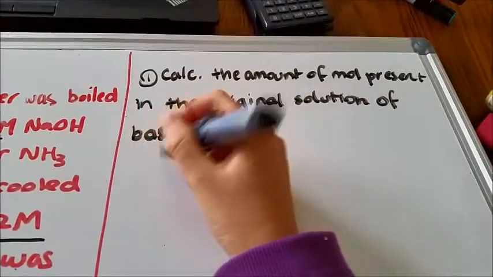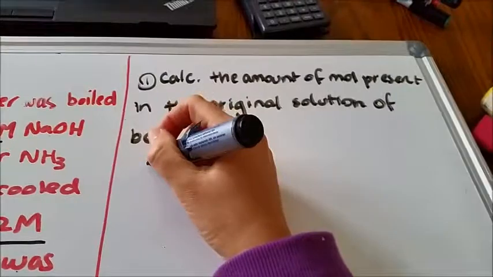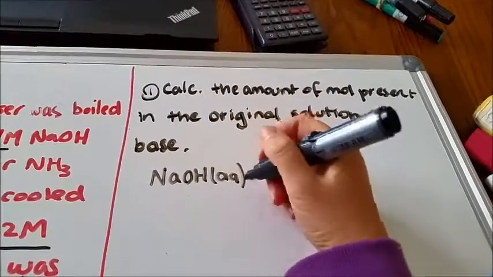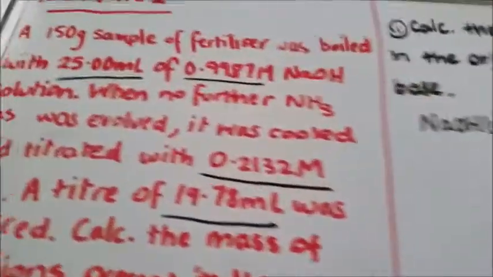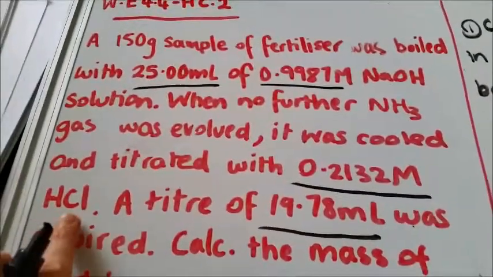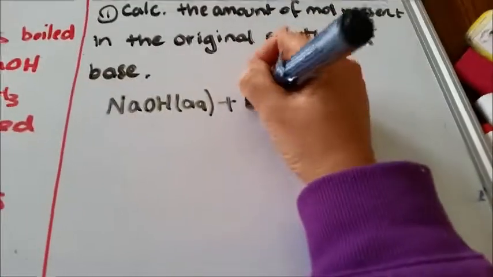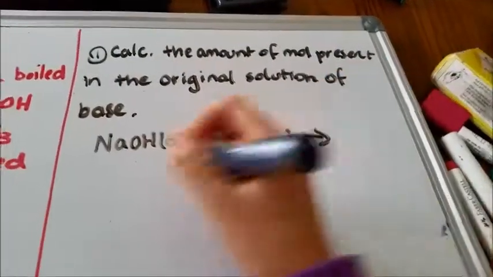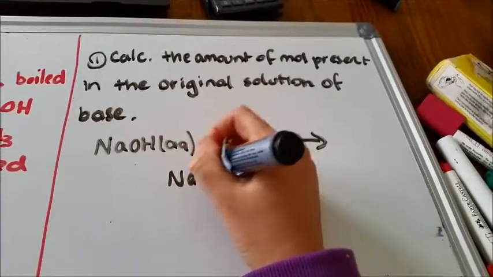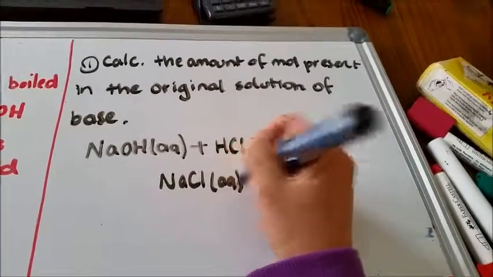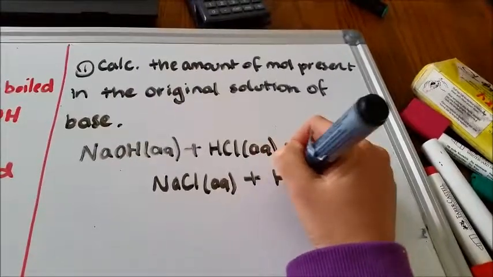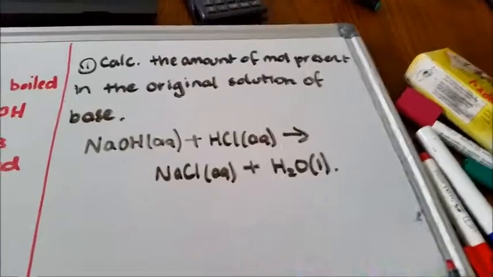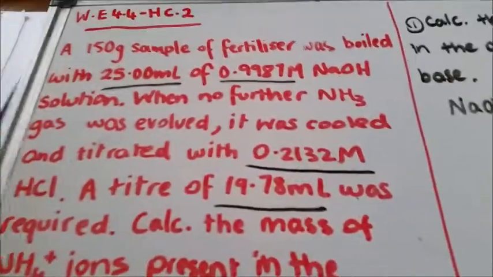Now, first of all I want to write a balanced equation for this reaction. So I know I've got sodium hydroxide because I'm told that, and I know ultimately, as it says here, it's reacting with hydrochloric acid, so HCl. So what we've got here is a standard neutralization reaction, and of course I'm going to include states because examiners love states. This is our balanced equation. Now, back to the original question.